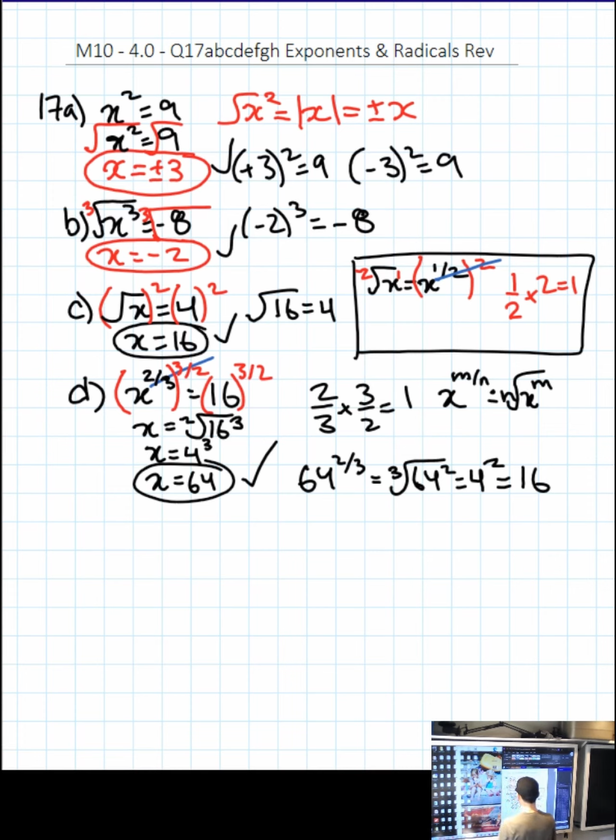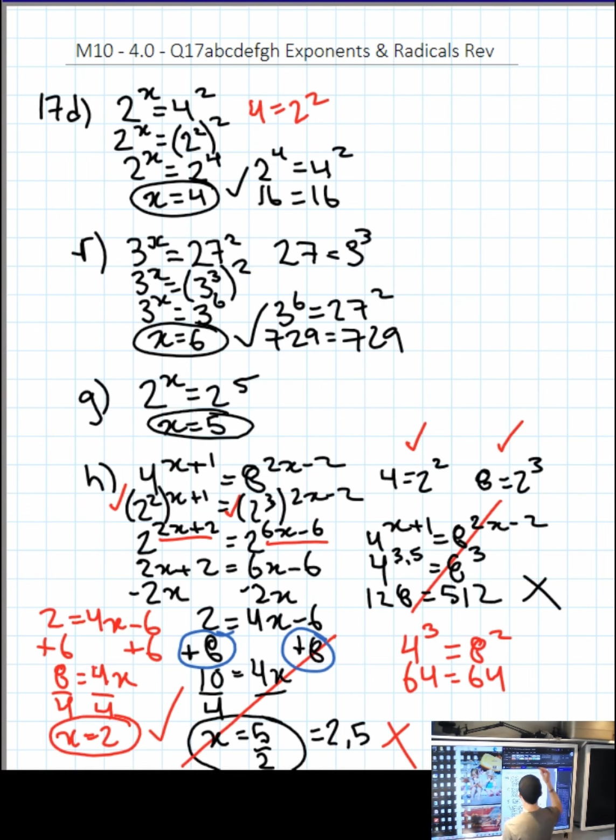Okay, please note, when I start the next question, I accidentally called it D when it's supposed to be E. So when you get onto this next page, notice that I accidentally called this question D when I was supposed to call it E. Sorry about that.